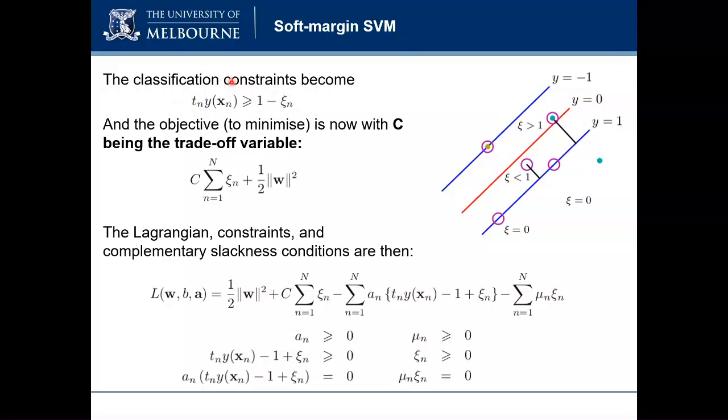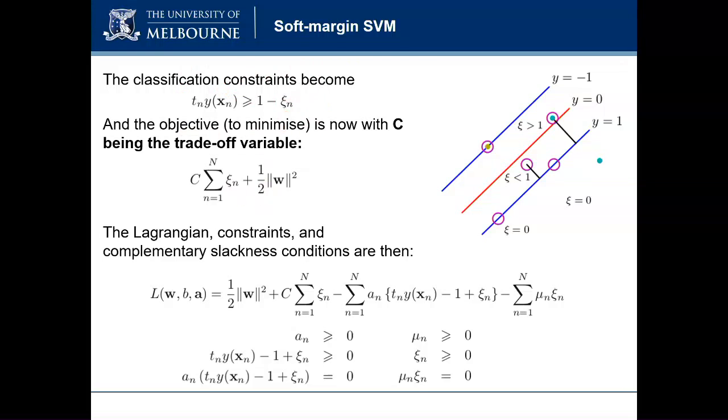The original constraint was, for these nice points, I could write t_n y_n greater than or equal to 1, because I could scale things. Now I need to subtract this epsilon, psi_n, which is positive. So if this is very large, it will cross. If it's smaller, then it will be within the margin. All right? So that's the trick.